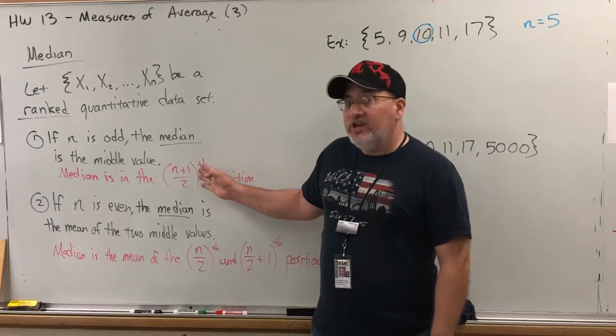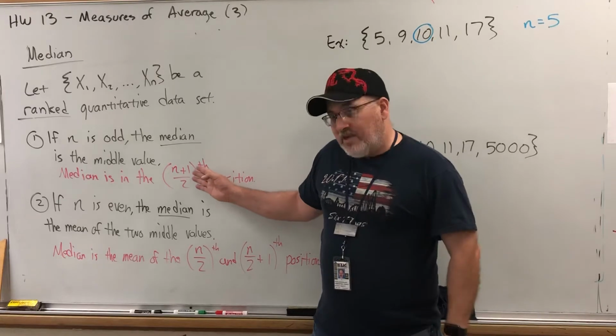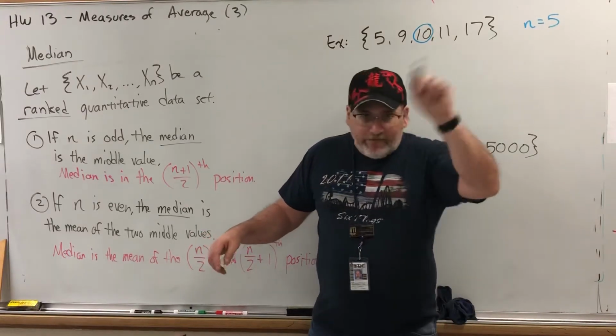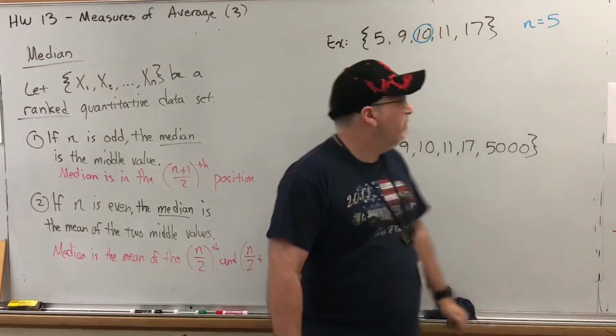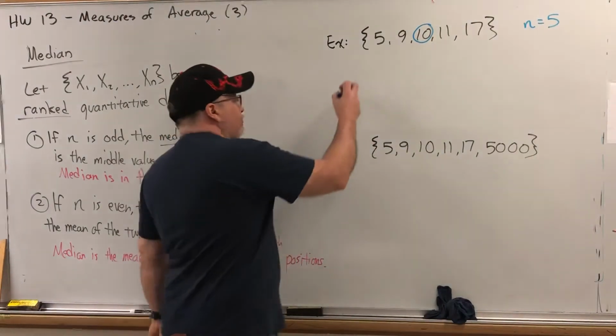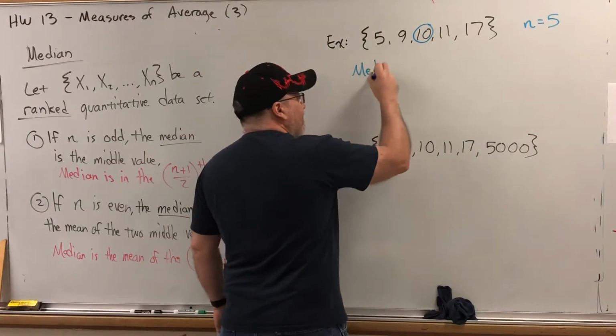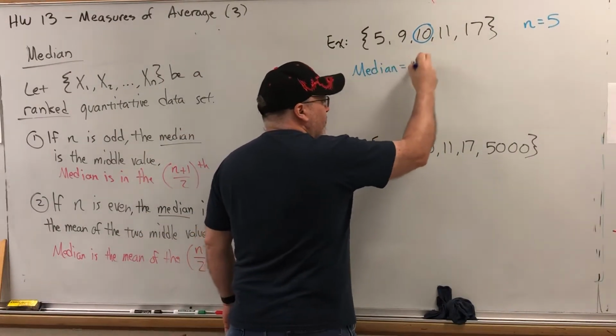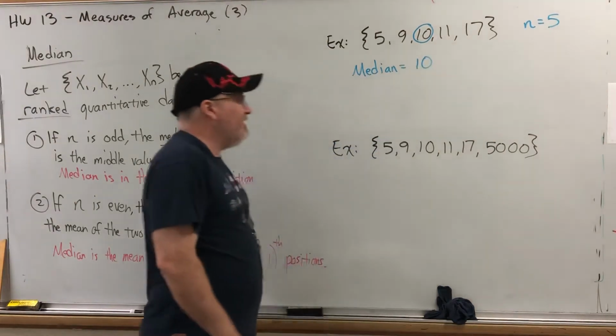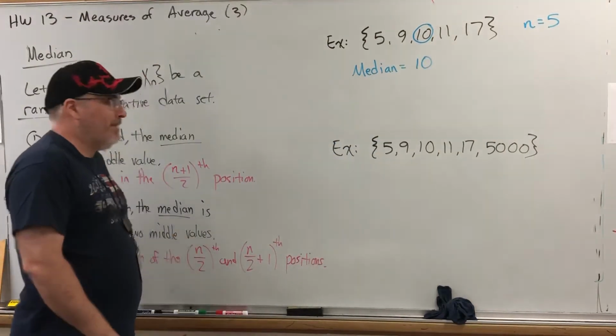21 plus 1 is 22, divided by 2 is 11. You would just count out to the 11th position, and there it is. All right, so the median on this one is 5. And by the way, there's not a consistent variable for median, so we'll just say the word median. I'm sorry, I think I might have said the median is 10. Actually, the median is 5.